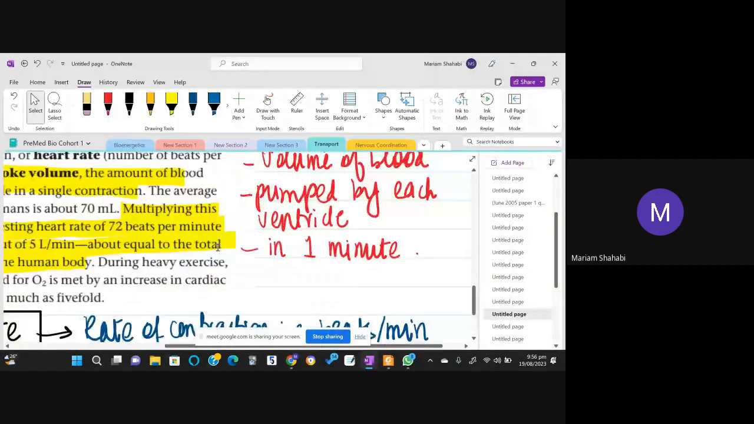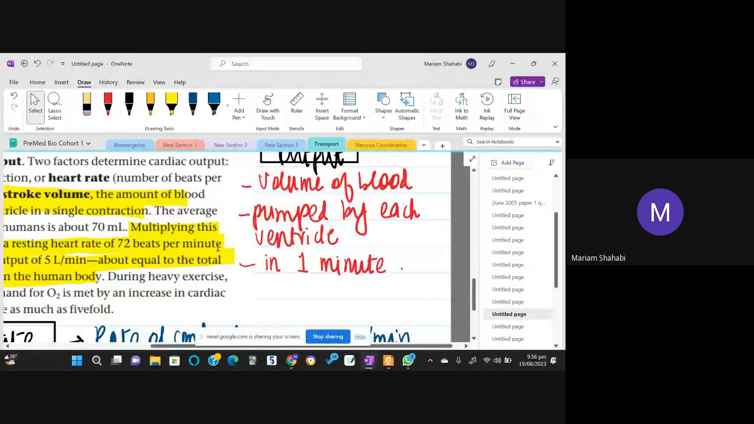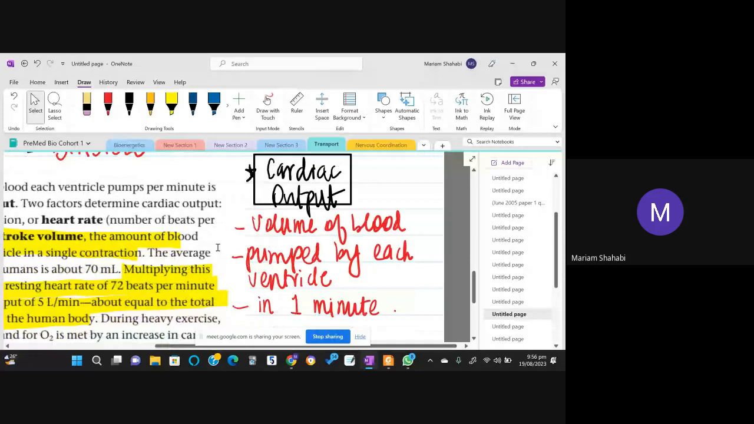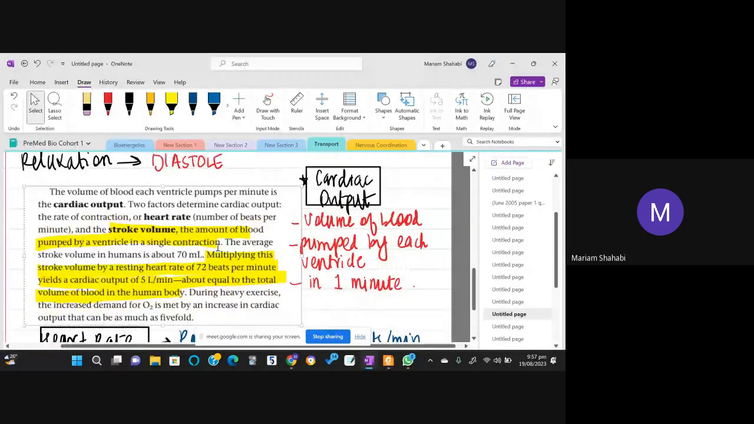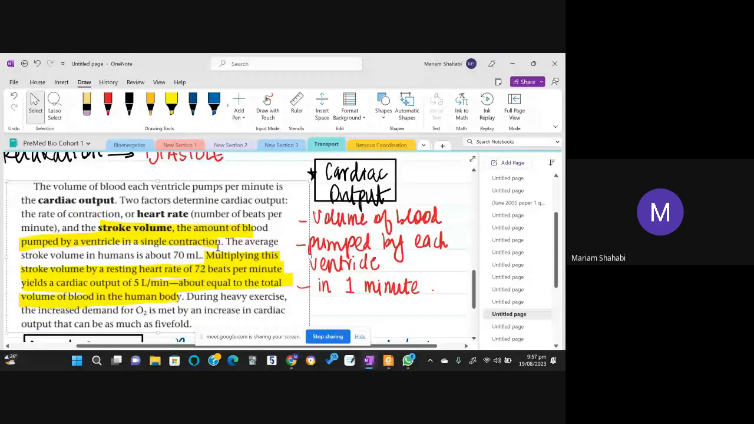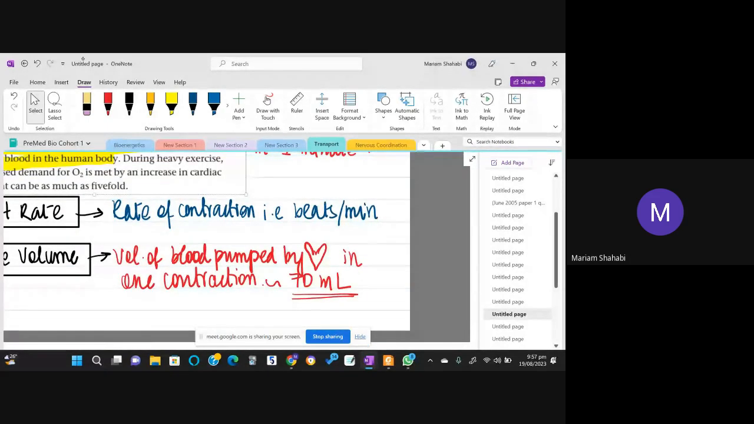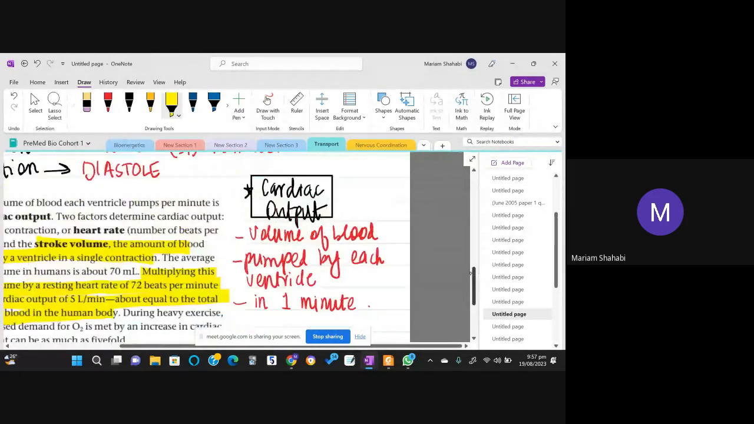Next, we have cardiac output, which is the volume of blood that is pumped per minute, right? अब per contraction और per minute में फर्क है. Don't forget. This is per contraction. Stroke volume is per contraction. Cardiac output is per minute.